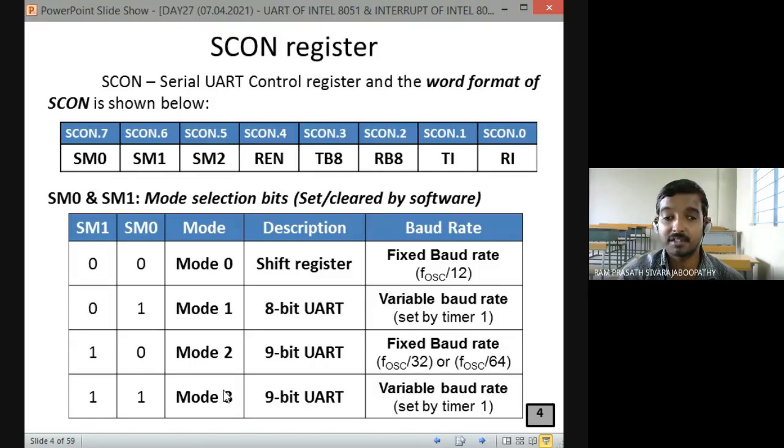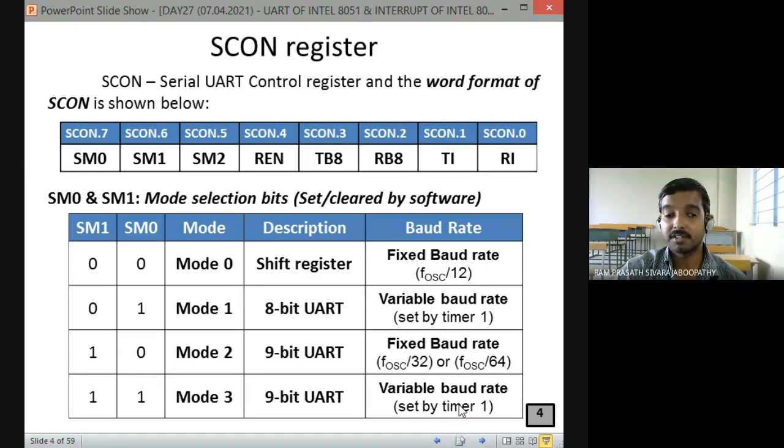The mode of operation is going to be the same for mode 2 and 3. Then which parameter is varying? Which parameter is distinguishing mode 2 and 3? On seeing the table, you can tell the answer. Yes. In the case of mode 2, it is a fixed baud rate, whereas in the case of mode 3, it is a variable baud rate. Okay. Can you people type it in the chat?